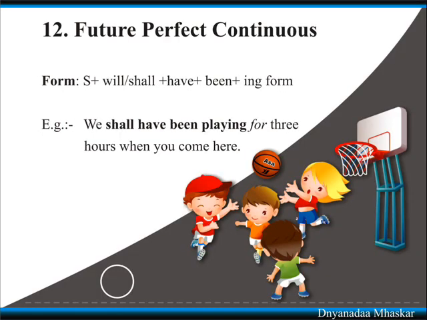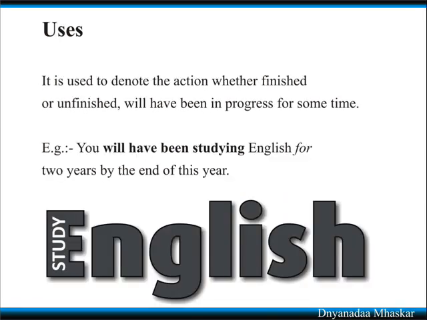Let us come to the last one, the 12th tense. It is future perfect continuous or progressive. The form is subject plus will or shall plus have plus been plus ing form. Example, we shall have been playing for 3 hours when you come here. The use of future perfect continuous. It is used to denote the action, whether finished or unfinished, that will have been in progress for some time. Example, you will have been studying English for 2 years by the end of this year.